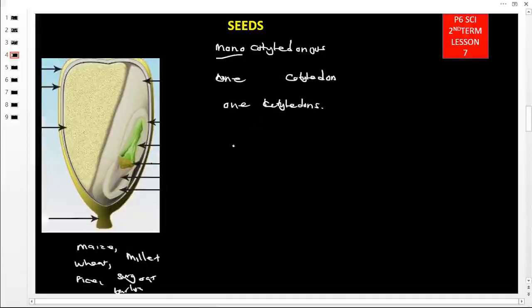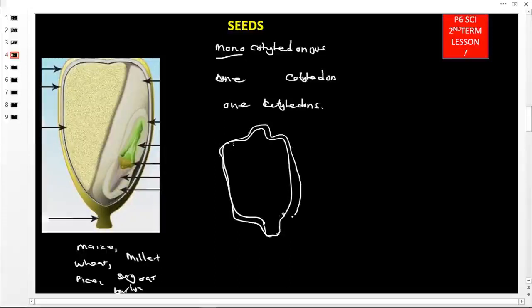Now let us look at the diagram showing a maize grain. I'm drawing this maize grain just like this, then it has two linings, so I'm drawing this lining here, then I also bring this lining here. Now this outer lining is what we call the seed coat, as we've seen in the maize grain. It is also called the tester.